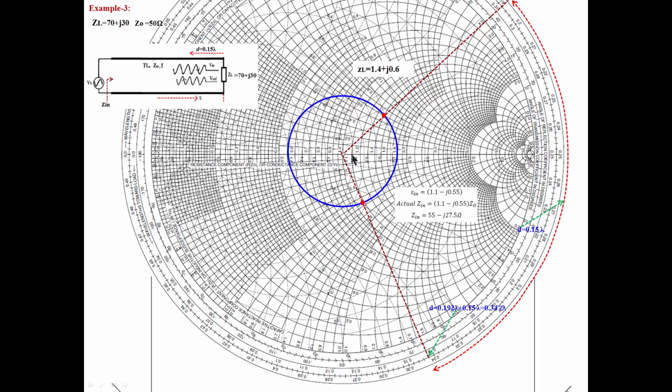I took 1.1 as the resistance value, and the reactance circle passing through this point is this one. This is a reactance circle. See, this reactance circle is passing through the point here. This one is not passing, and this one is also not passing. This is a reactance circle, and this reactance circle is the one passing.